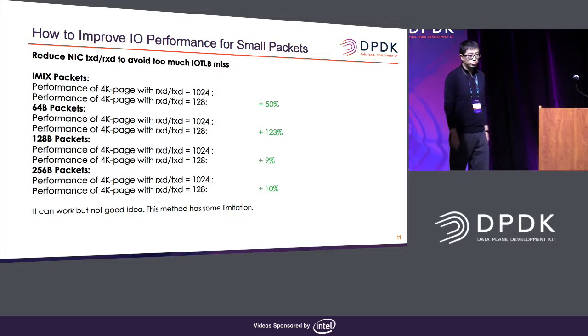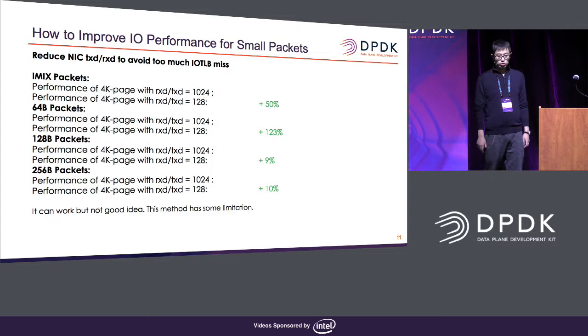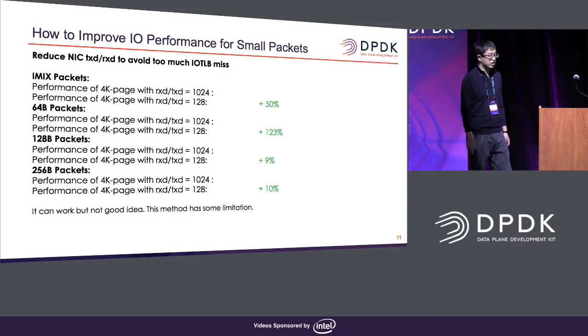I think no, because in the real world we can't reduce the NIC RXD and TXD to such a low level, and also we will always use multi-NIC and multi-queue. So it seems we can't reduce the IOTLB miss events if we're using 4K page.